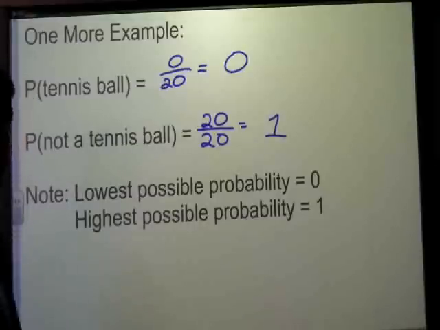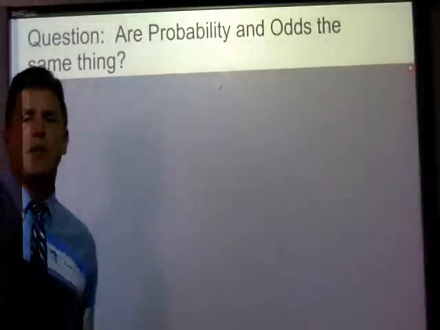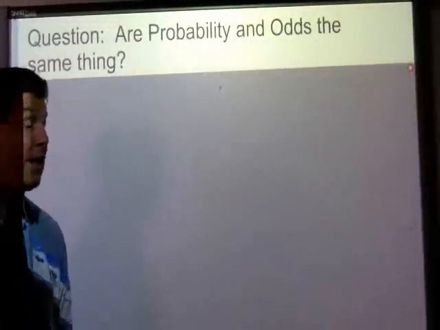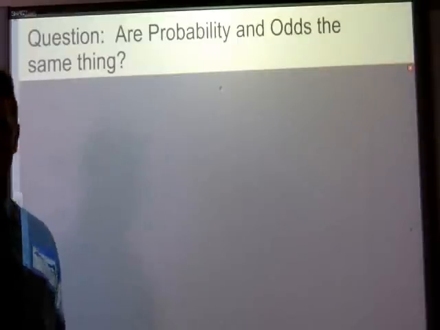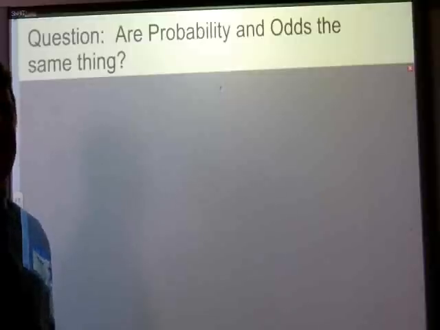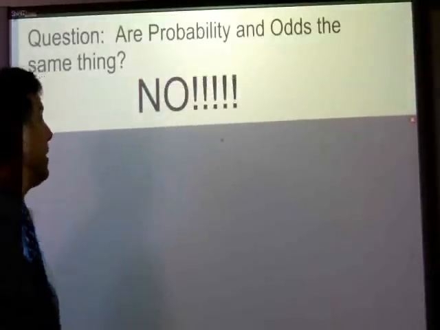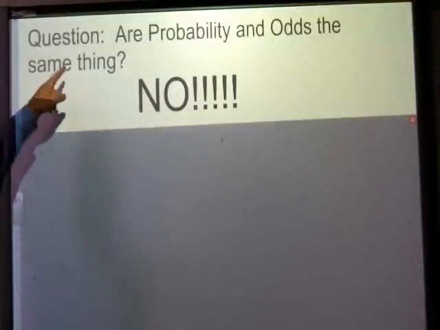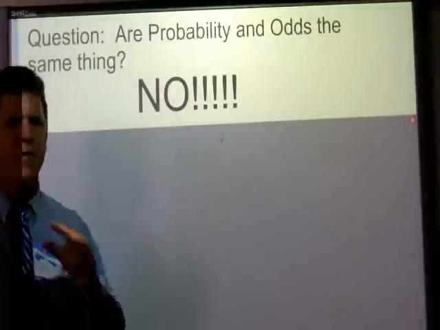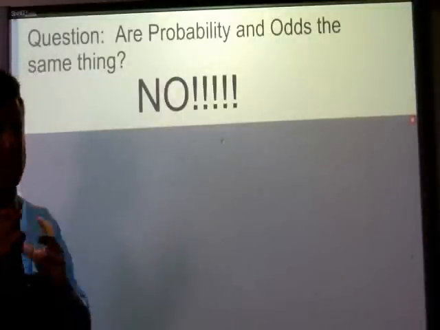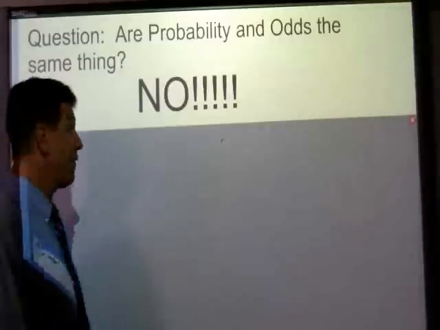Now, a lot of times you hear the word probability and you hear the word odds and you assume they're interchangeable. What's the probability this is going to happen? What are the odds this is going to happen? They're not interchangeable. Please be aware of that. Are probability and odds the same thing? No. They have two very different definitions. They both use the same numbers, the same data, but they have different definitions.